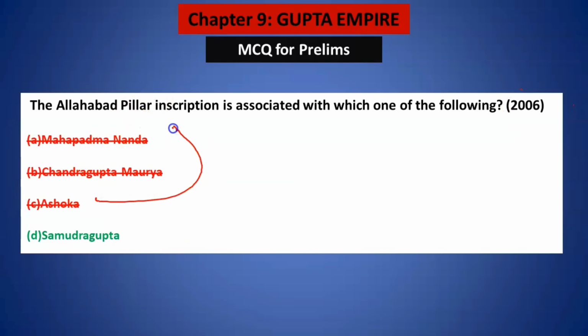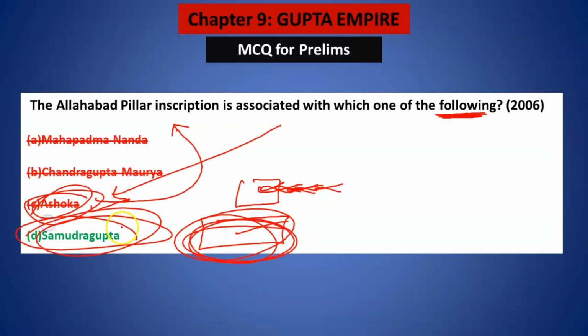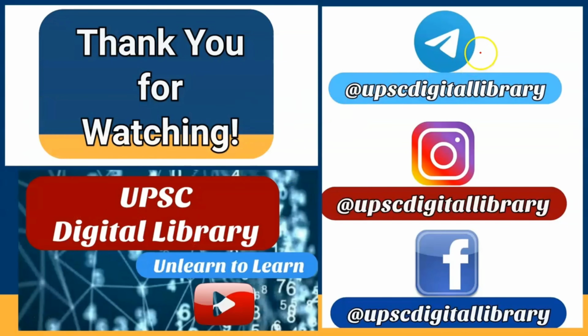What? Sir, the Allahabad pillar inscription was erected by Ashoka and you are saying it is not associated with Ashoka. See guys, this is how UPSC will test your knowledge. I have told you this when I was explaining it. Though it has information about both Ashoka and Samudragupta, we are not emphasizing Ashoka. It is associated with Samudragupta. We are referring to that inscription to know about Samudragupta. There are various other resources through which we come to know about Ashoka, and hence D is the right answer.